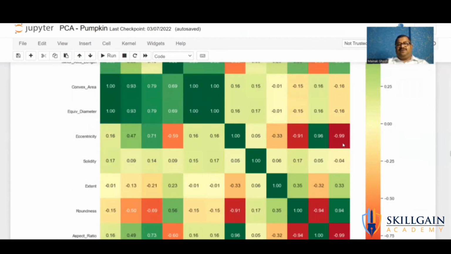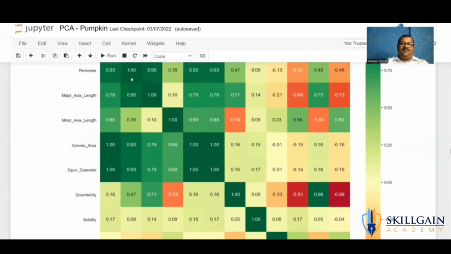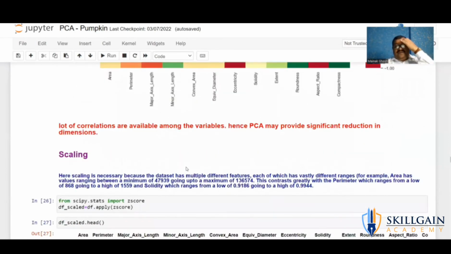More red means it is negatively correlated. More green means it is positively correlated. All the diagonals are 1 because they are correlations with themselves, so that is always 1. So a lot of correlation is available among the variables. So all the assumptions of PCA are met here. So PCA may provide a significant reduction in dimension and we will do that.